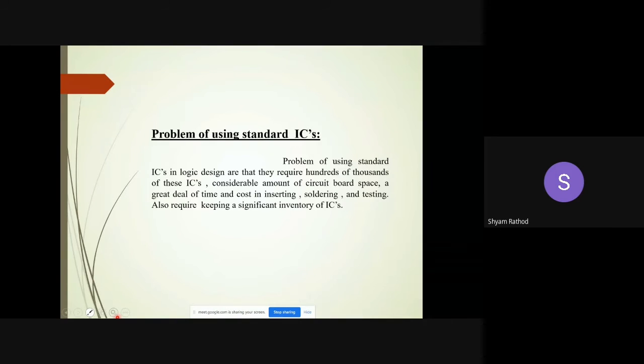After that, the problem of using standard ICs. The problems of using standard ICs in a logic design are that they require hundreds or thousands of ICs, a considerable amount of circuit board space, and a great deal of time and cost in inserting, soldering, and testing. They also require keeping a significant inventory of ICs.